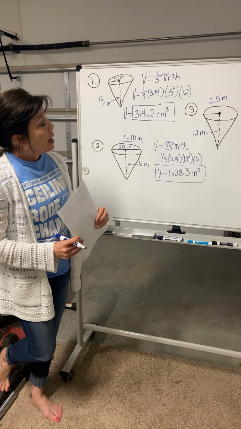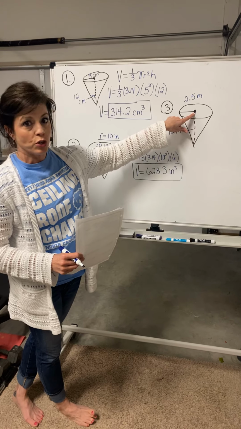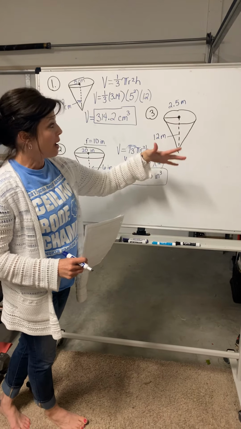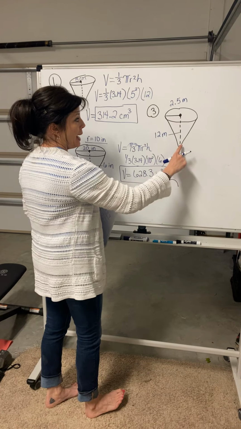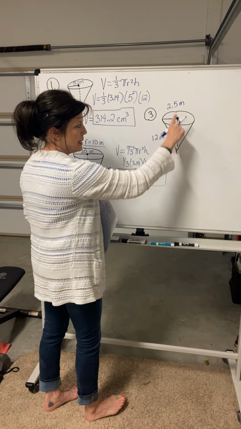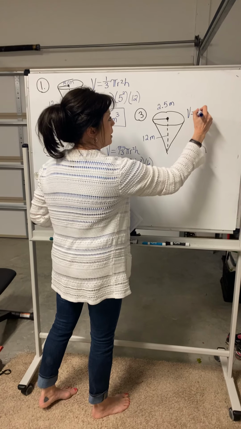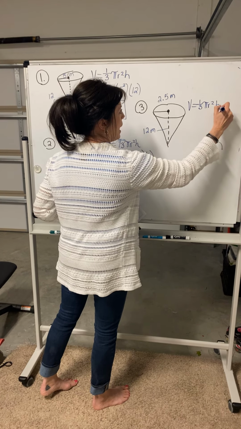Number 3, we do have a radius. Remember, the radius comes halfway across your circle. So you still have the base of a circle this time, just like you have in the cylinder, but you just have one of those. And my height makes a right angle with my radius. That's what this dotted line means. It's the height of the cone. So volume is 1/3 pi r squared h.